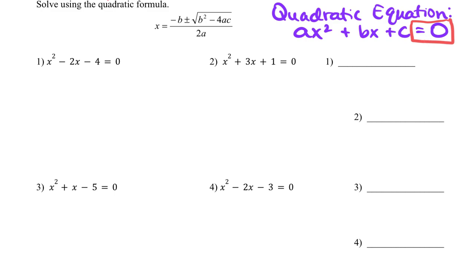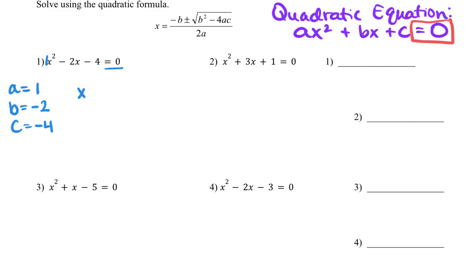So that is a key idea, just like for factored form. And for any problem, the first thing we do after we see that it is set equal to 0 is we write out what our a, b, and c are. So remember that if there is no coefficient shown in front of a variable, we know that that coefficient is really 1. So my a is 1, my b is -2, and my c is -4.